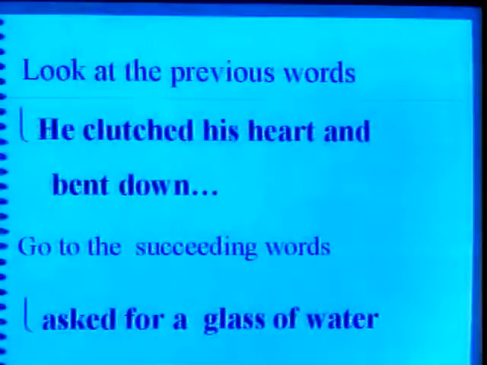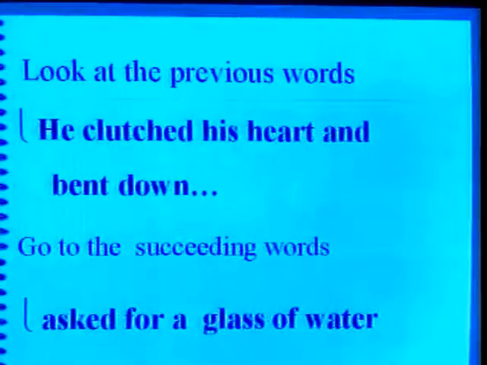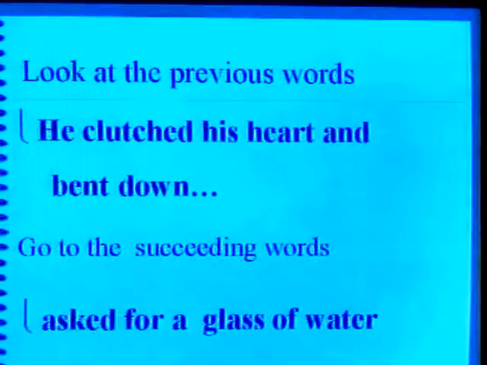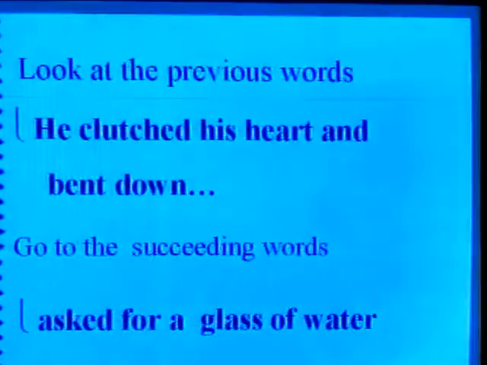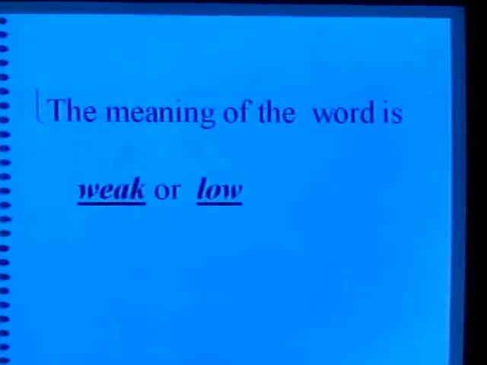What type of voice it could be? Look at the previous verse. He clutched his heart and bent down. That shows he is suffering from pain. Now go to the succeeding words. He asked for a glass of water. Now tell me, he is suffering from pain, and he is asking for a glass of water. What type of voice could he have? Is it a strong one, or a weak one, or a sweet one? Definitely it is not a strong one, and it is weak. The meaning of the word is weak or low.